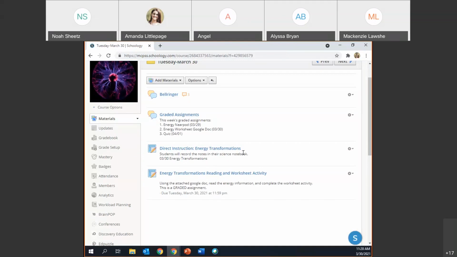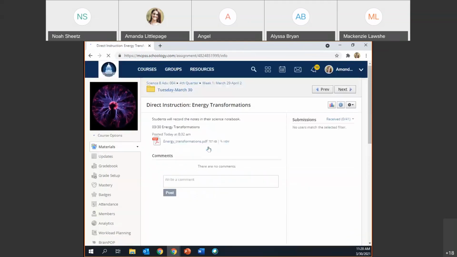So go ahead and get your notebook ready wherever you've been taking notes, and we're going to get started on direct instruction. When you click on the link here, this is what's going to pop up. It'll say students will record the notes in their science notebook. This is the title for those of you that say organized: 330 energy transformations. Now I am going to share the PowerPoint with you, but I've also included the PDF. So if for some reason I go too fast or you get behind, you can refer back to the PDF.